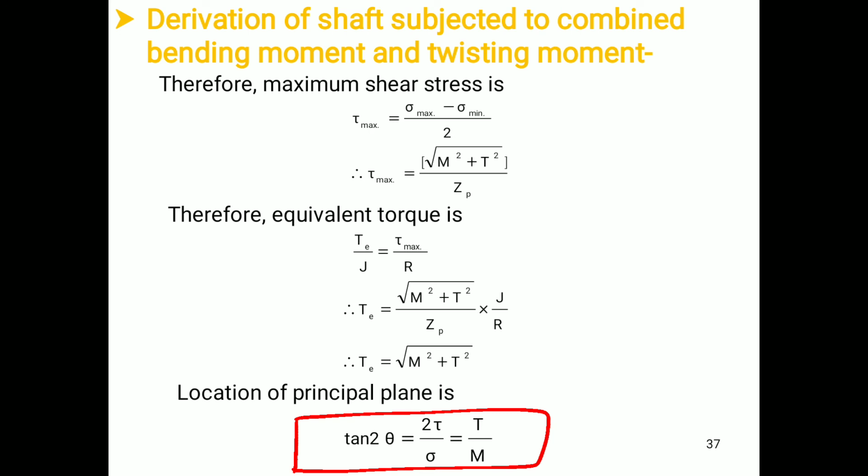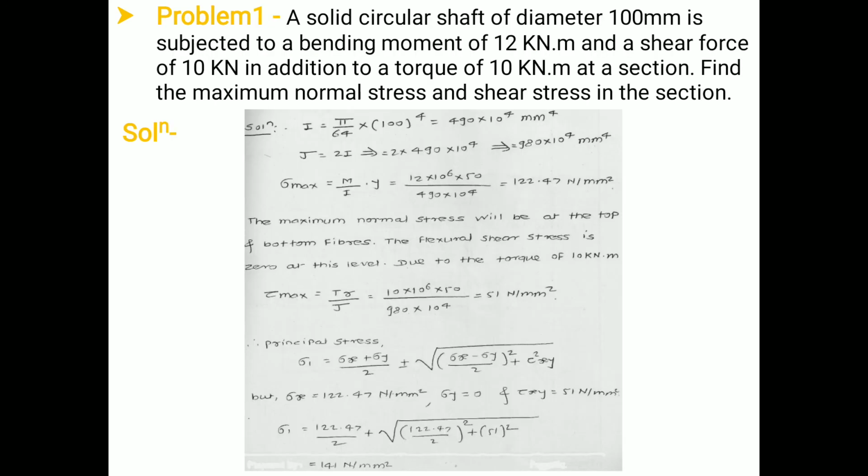In this manner we have derived the equation for the equivalent torque, which is equal to under root of M square plus T square. Okay, so we will stop here. In the next lecture we will discuss numericals based on the concept of equivalent torque.